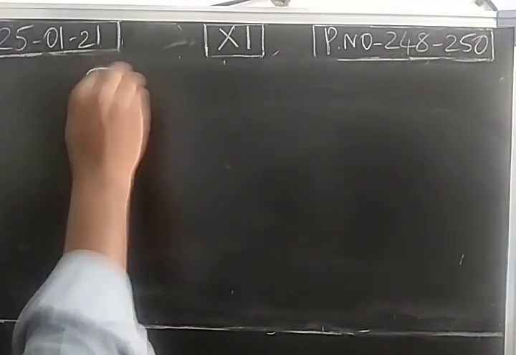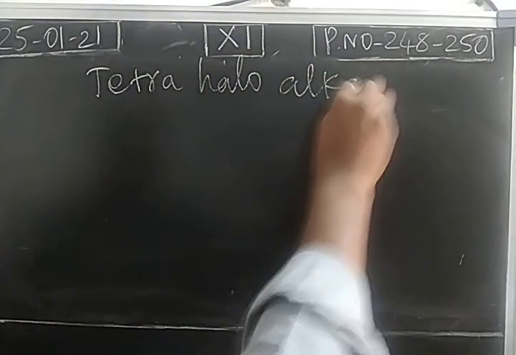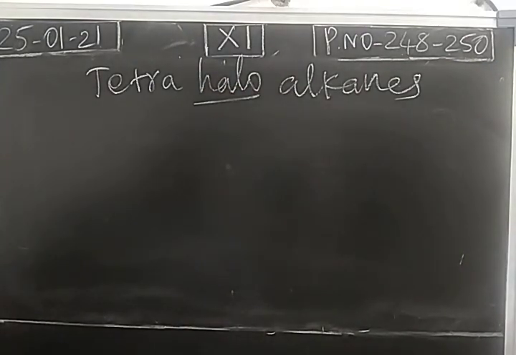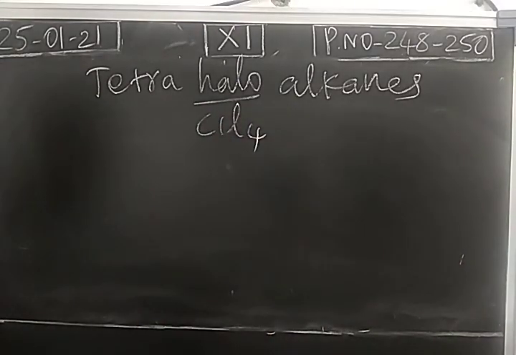Next, we move into tetrahaloalkanes. So the example is carbon tetrachloride, or tetrachloromethane, the IUPAC name. So this is a tetrahaloalkane. Four hydrogen atoms of methane are replaced by four chlorine atoms. So this is carbon tetrachloride. It can be prepared by substitution reaction.